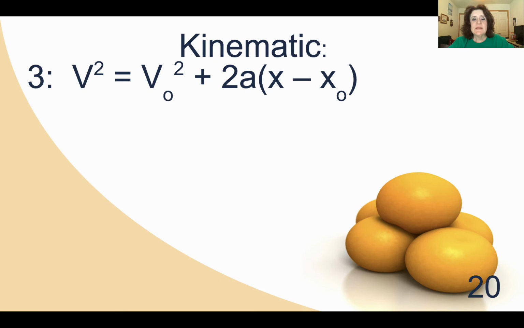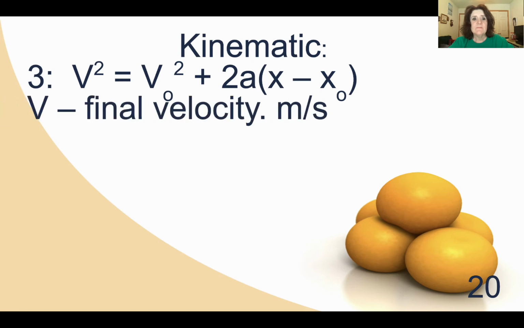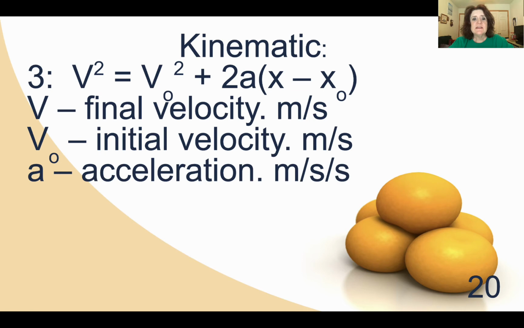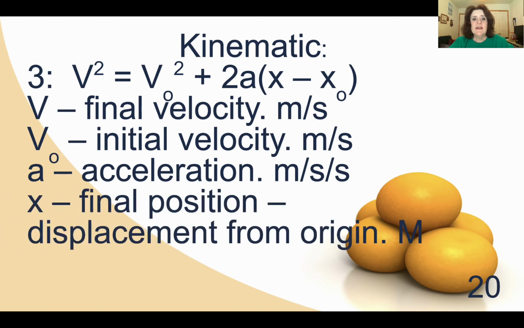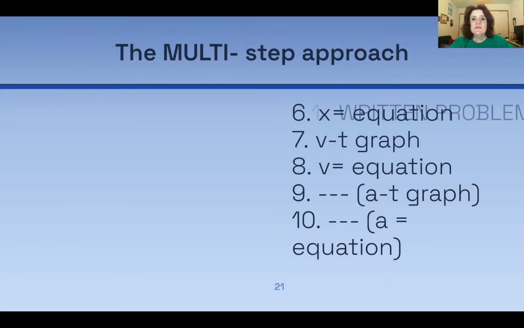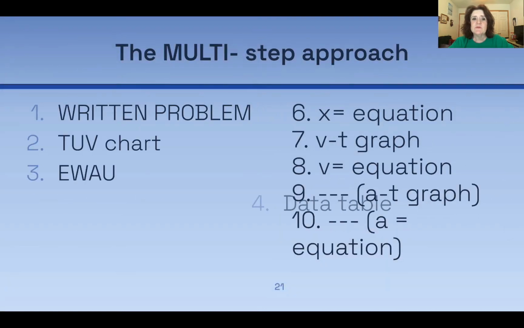Finally, kinematic 3 is v squared is equal to v naught squared plus 2a delta x, or x minus x naught, where v is the final velocity, v naught is the initial velocity, a is the acceleration, x is the final position, and x naught is the initial position, or you could simply use delta x as being the displacement or the change in position.